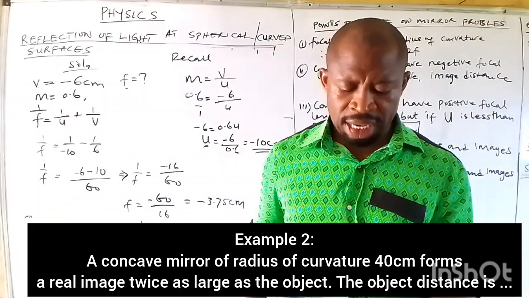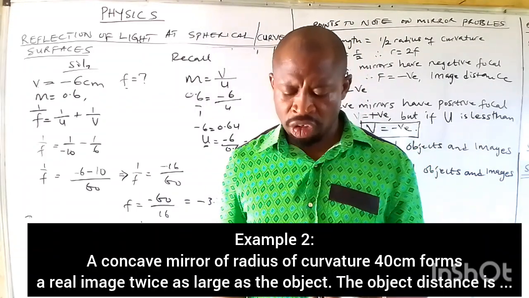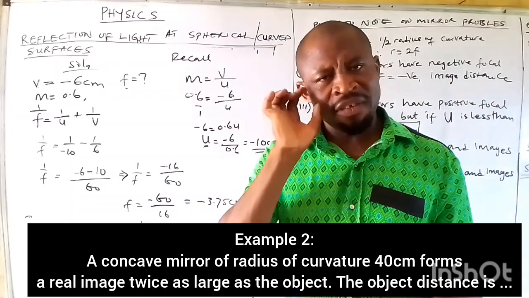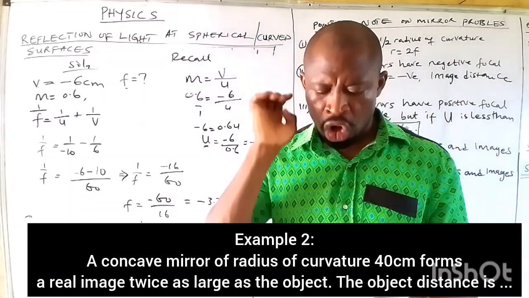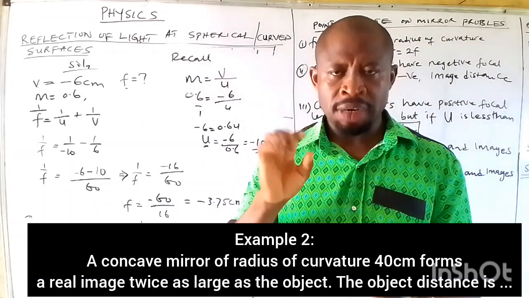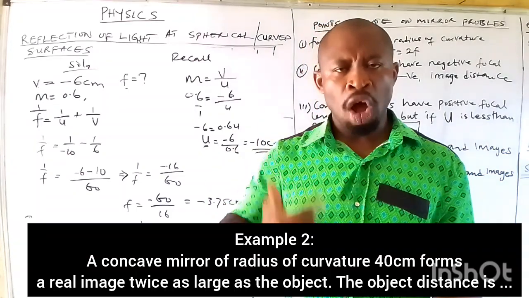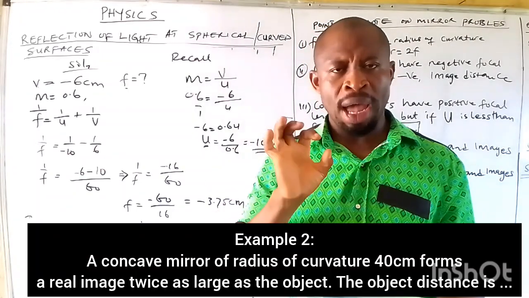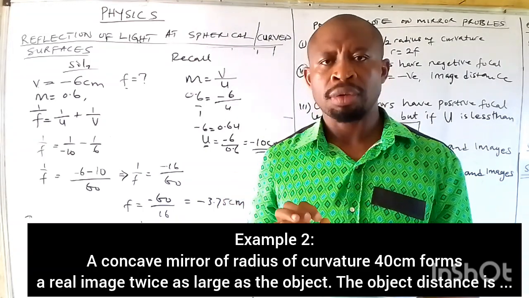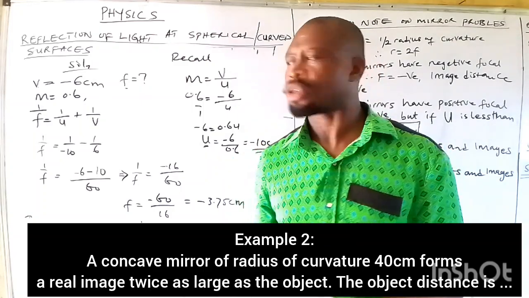The second question says, a concave mirror of radius of curvature 40 centimeter forms a real image twice as large as the object. The object distance is dash.